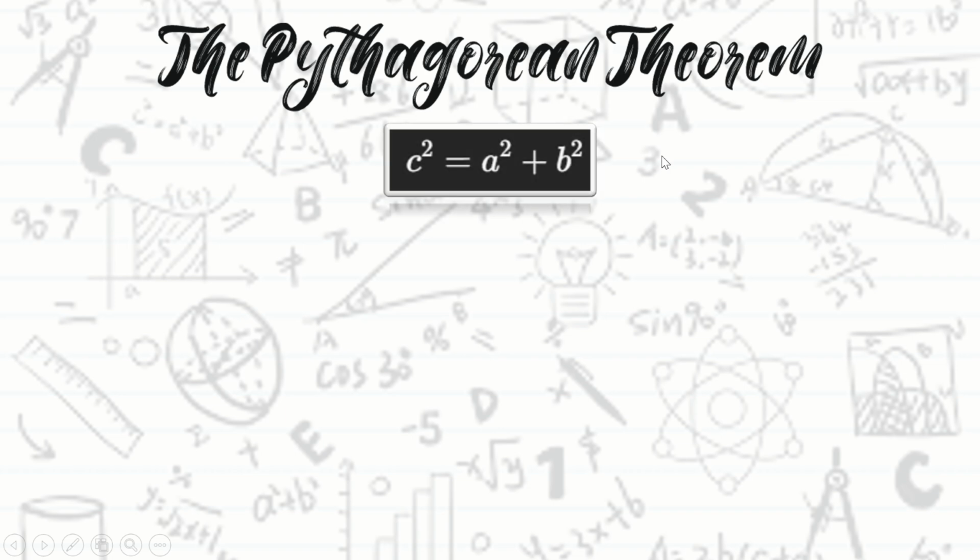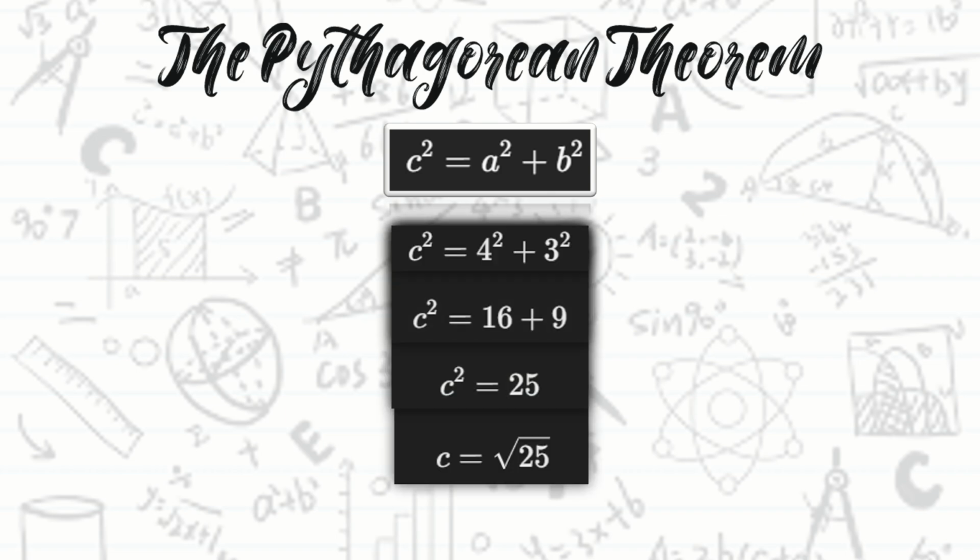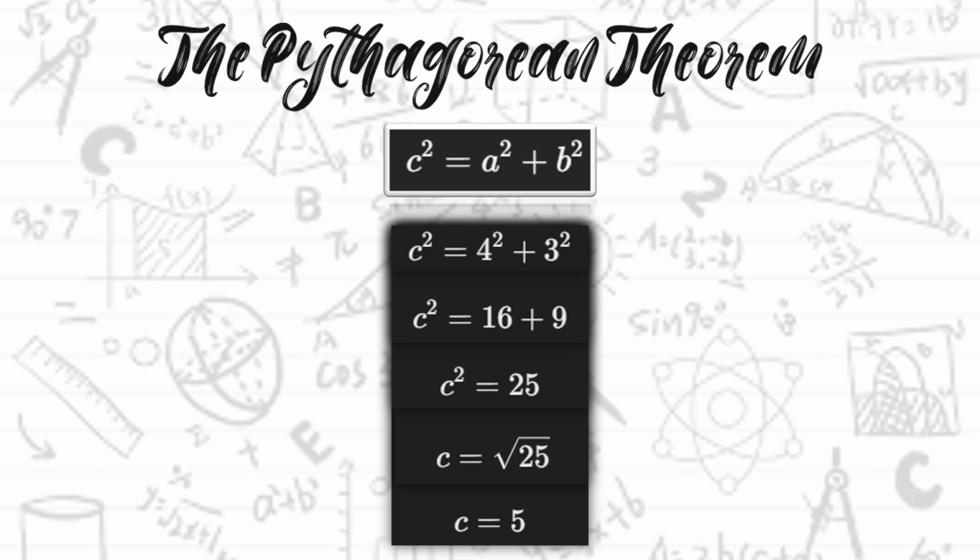The formula is c square equals a square plus b square. Now we can substitute the values, which is 4 and 3. We can convert them to their real number, which is 16 plus 9. The answer we'll get is 25.